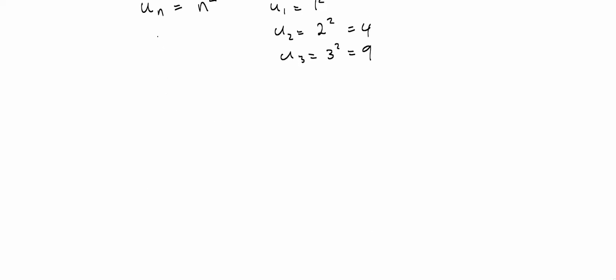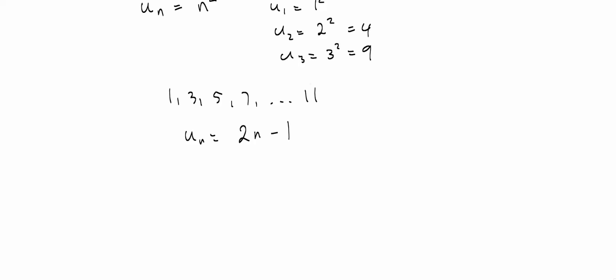For the odd numbers, 1 to 11, we could write u_n equals 2n minus 1. We double any number, we get an even number. We take away 1, we'll get all the odd numbers. Now this is an example of an arithmetic sequence.